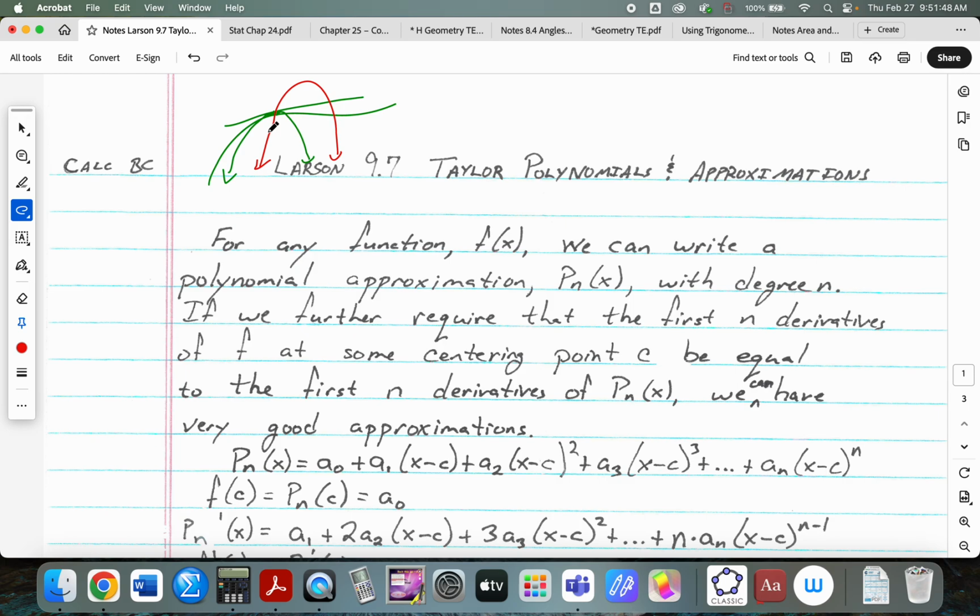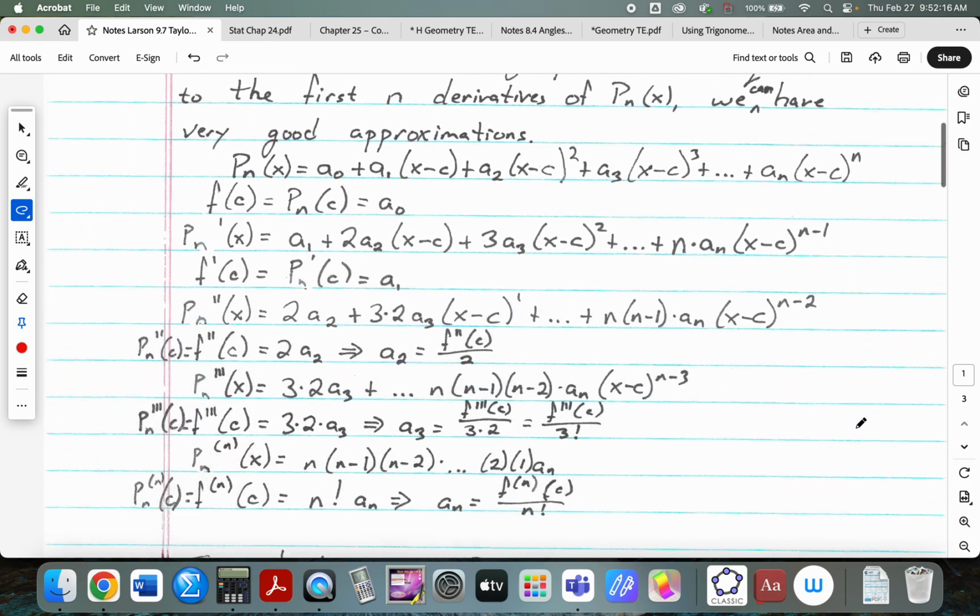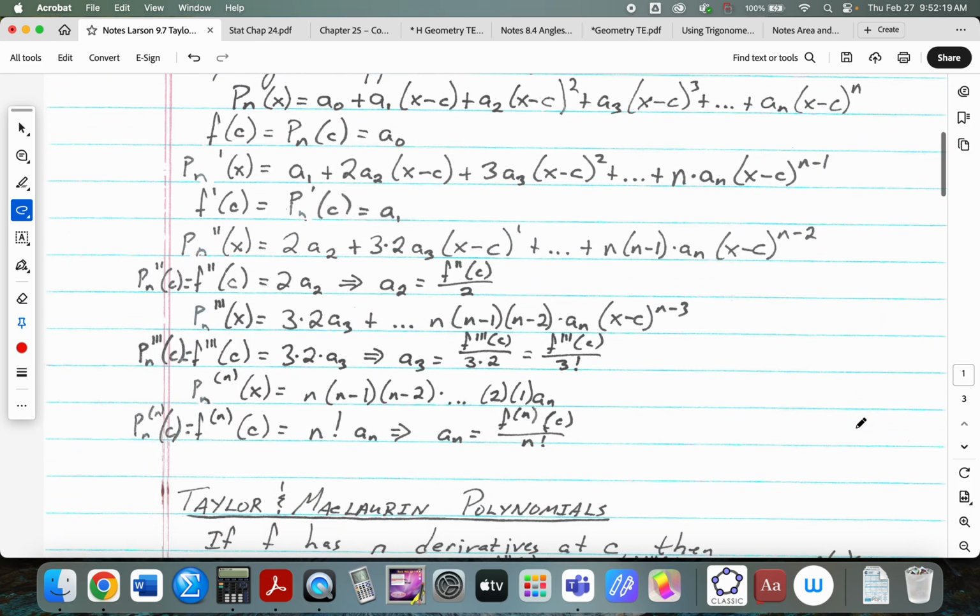So what do you do to make it to where it's good? This is the genius part. If we further require that the first n derivatives of f at some centering point c, so this is where we're centering our approximation, be equal to the first n derivatives of p sub n of x, we can have a really good approximator. So how does that work? All right, and I know this looks like a ton, but we're going to go through it pretty slowly.